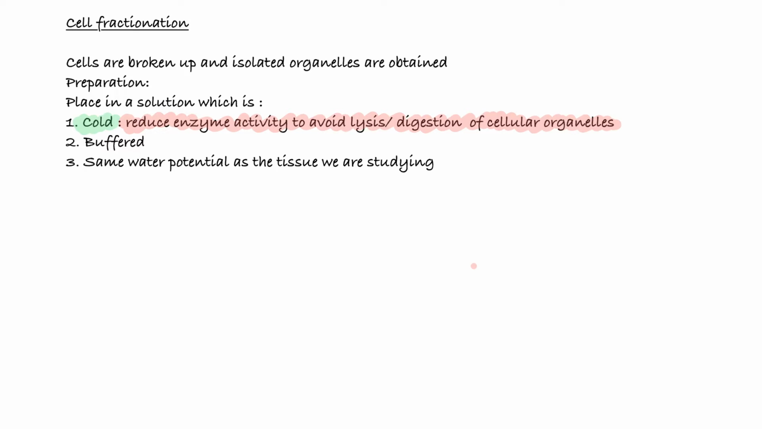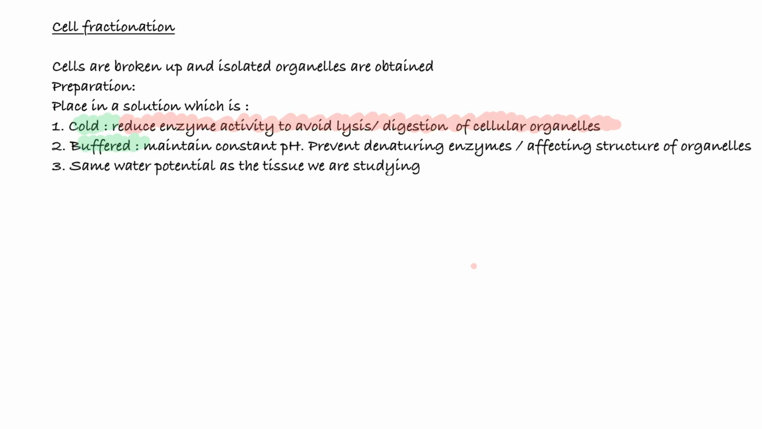We want it to be buffered, i.e. we want it to be a continuous pH. We don't want the pH to fluctuate at all, because we know that changes in pH can affect enzyme activity. And if that were to happen, perhaps if our experiment later on were looking at the function of that organelle, but we'd previously allowed the pH to fluctuate and therefore we denatured the enzymes, our experiment wouldn't work. So we need to buffer the solution.